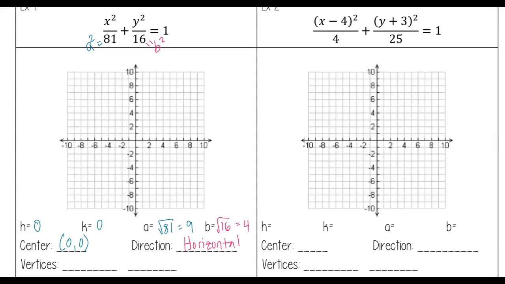And we have everything we need to graph this ellipse now. We know our center is at 0, 0. And we know it's a horizontal ellipse. So that means we're going to take our A value and count left and right that many. So from the center, I'm going to count 9 to the left and 9 to the right. This creates our horizontal major axis, where these are our vertices. Vertex, vertex. To get the minor axis, you use your B value and you count that many up and down. So I'm going to count 4 up and 4 down. These are my co-vertices.